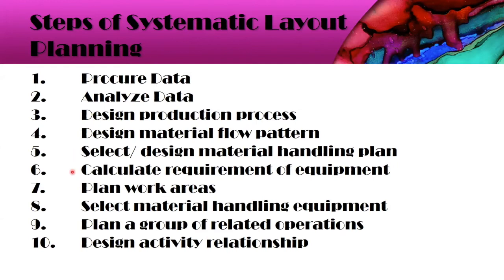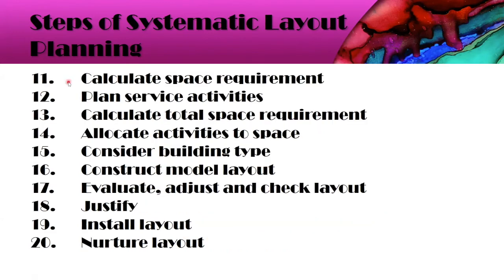We calculate the requirement of the equipments for that structure. We plan the work areas. We select the material handling equipment. We plan a group of related operations like F&B production and F&B service should be together. Then we design the activity relationship between all the activities and the material. Then next, we calculate the space requirement for carrying out all the operations. Then we plan the service activities. We calculate what is the total space that we require, and then we allocate the activities according to the space.